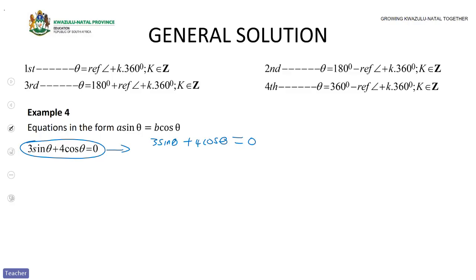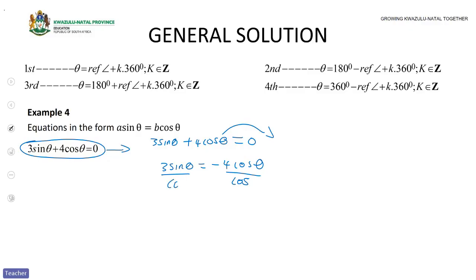So what we need to do here is to transpose this part to the other side. 3 sine theta equals -4 cos theta. Once you have this type of equation, you then apply what we said you should be asking yourself earlier. Is it possible to work with a single trigonometric ratio? Here you have sine, you also have cos. So what you do here is very simple. You just need to divide by cos on both sides.